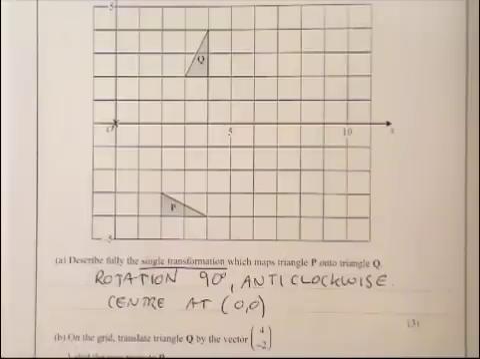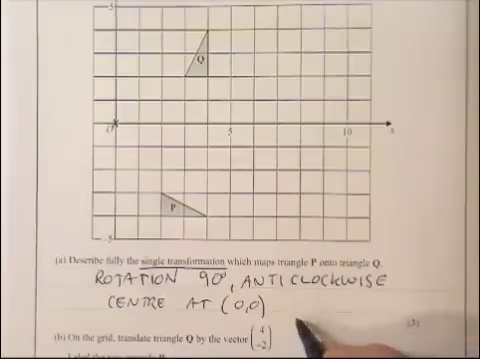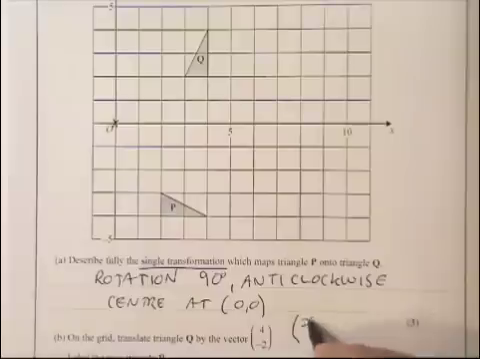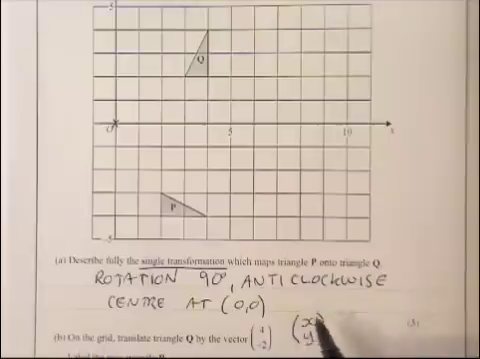Part B of the question asks us to translate triangle Q by the vector (4, -2). Now with the vector, the top number represents the change in x and the bottom number the change in y. So this means we go 4 along the x-axis and 2 down the y-axis.